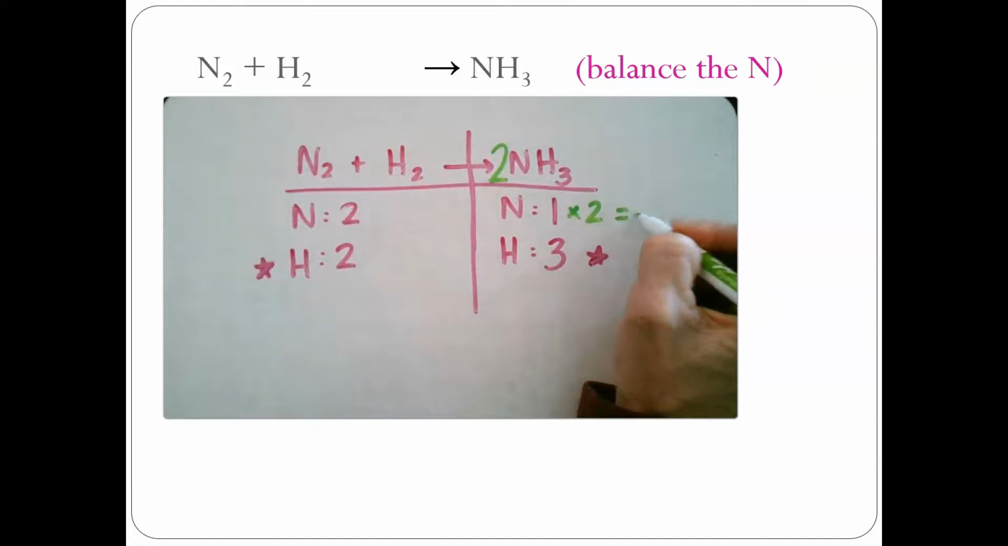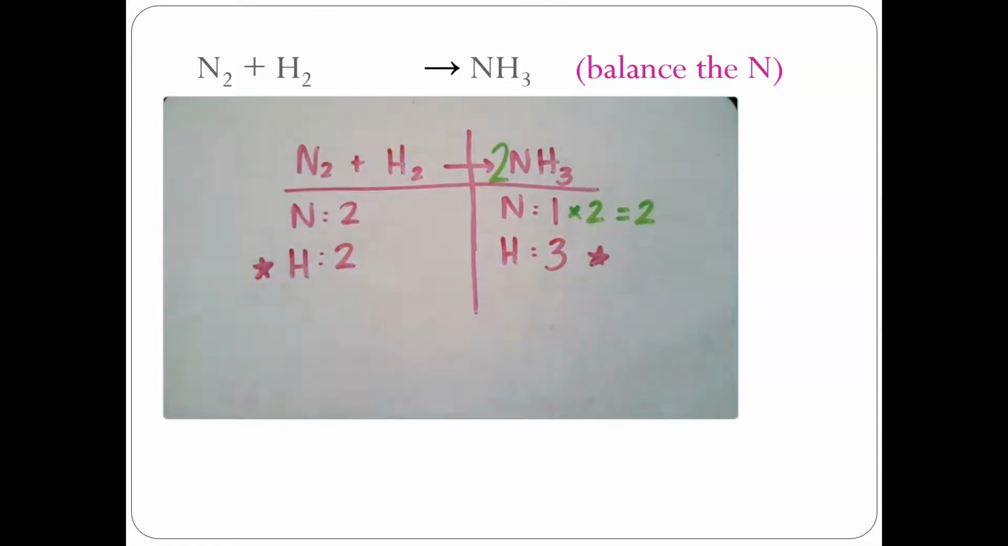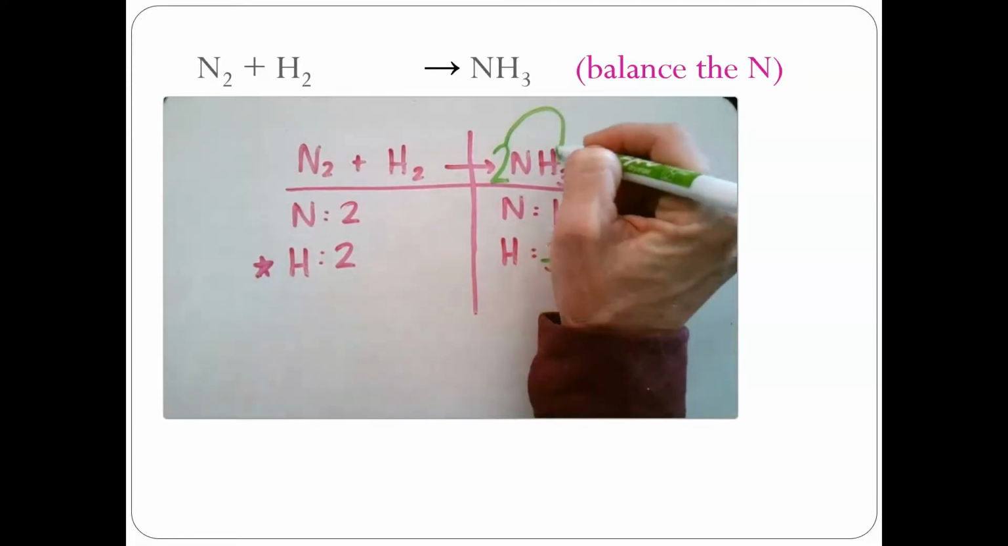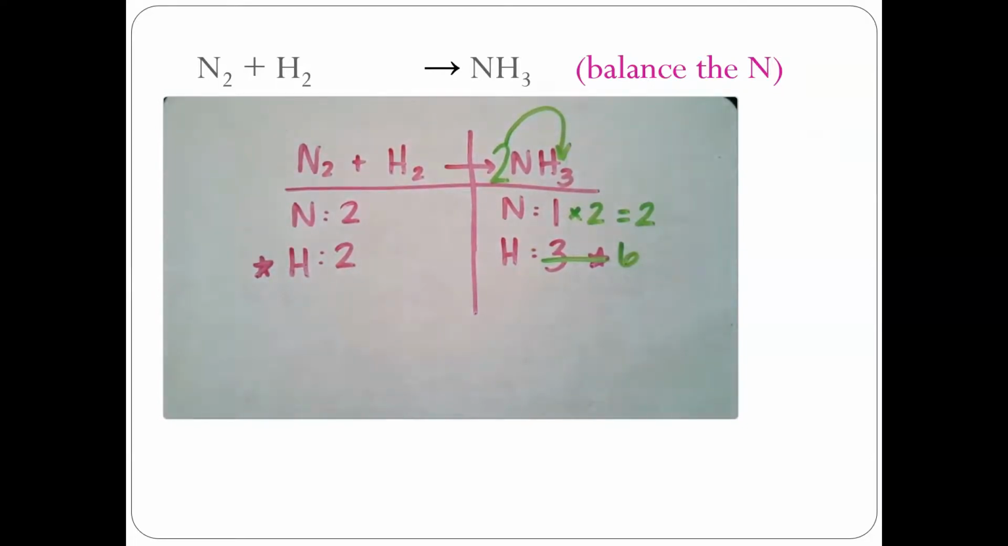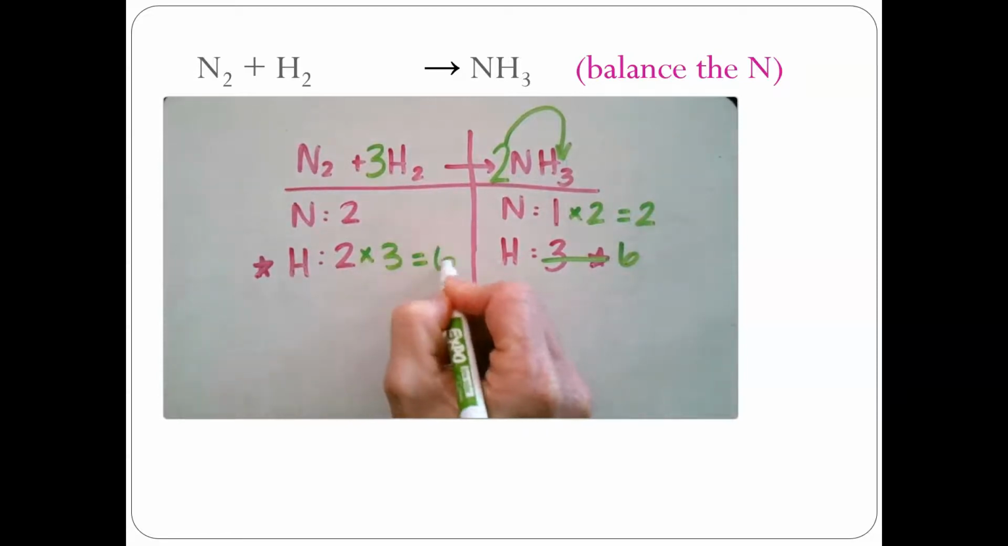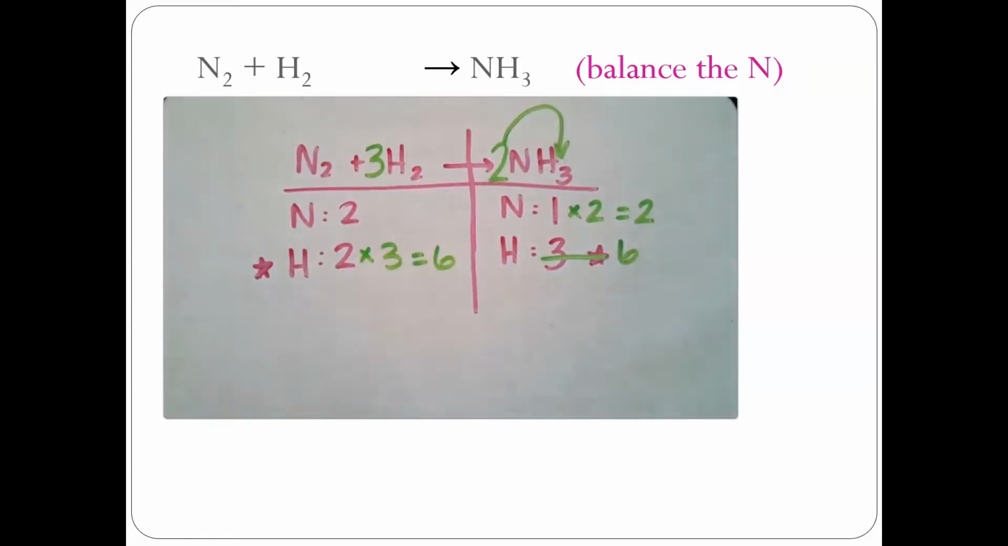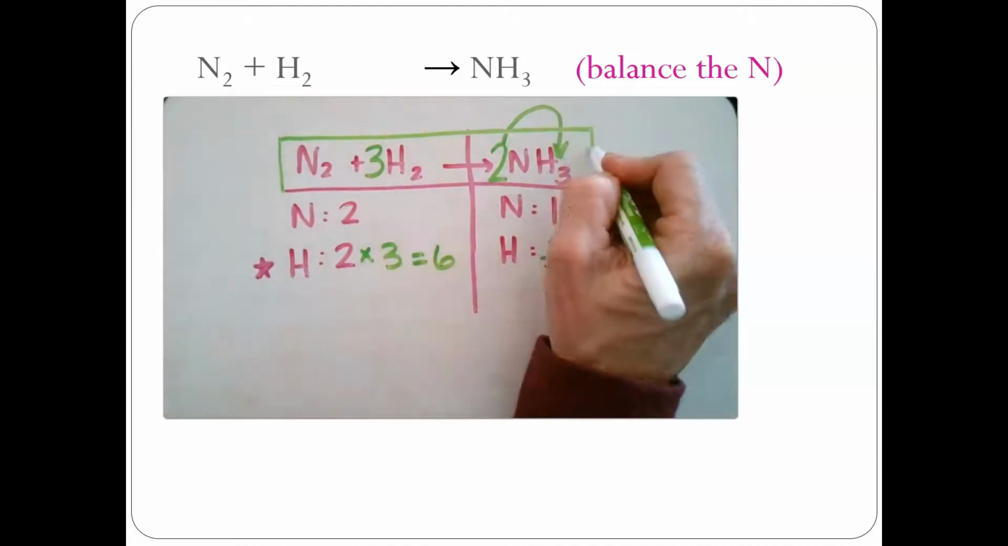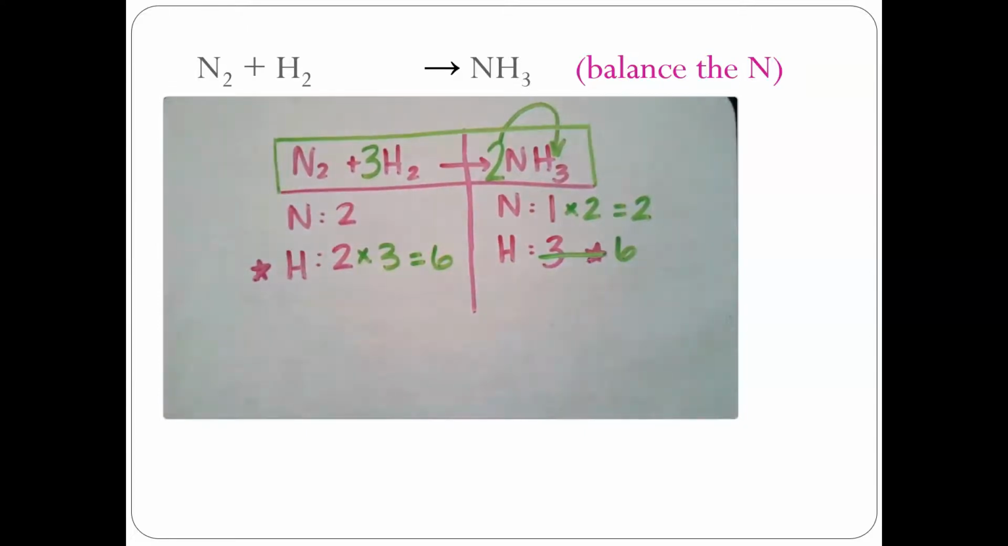Times 2 gives me 2 nitrogens, and that has a side effect of creating 2 times 3, 6 hydrogens. And now that I have 6 hydrogens, I move to the other side where I can say, okay, if I want this 2 to actually be 6, I need a 3 right here, times 3 to give me 6, and everything is balanced. Once again, this up here is my answer.